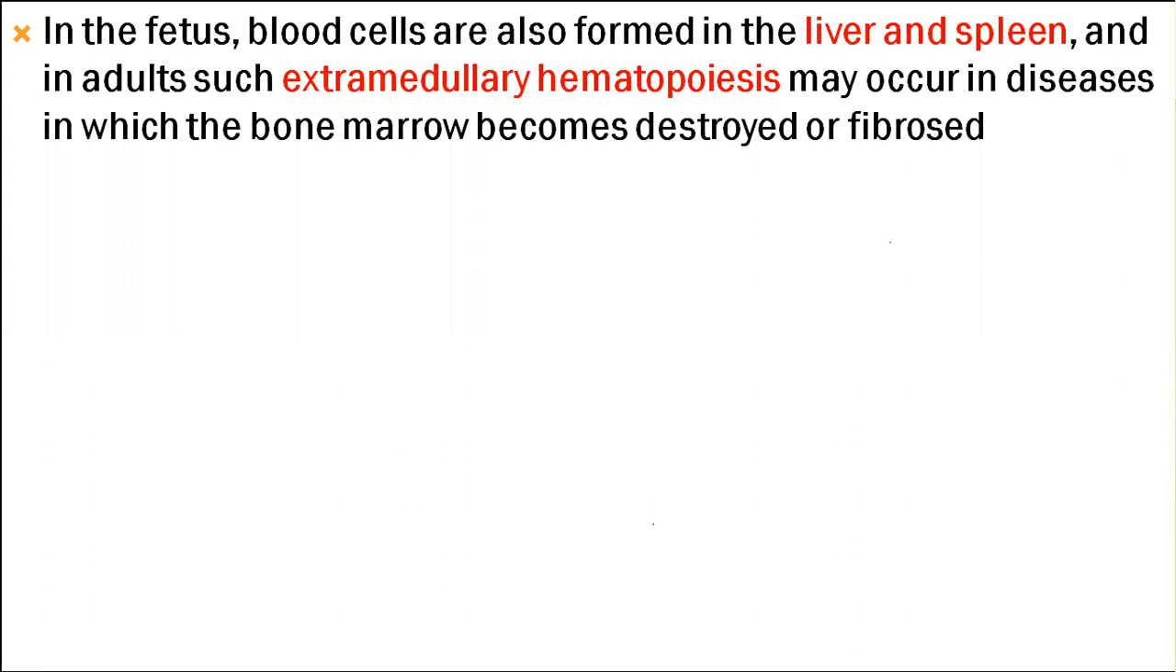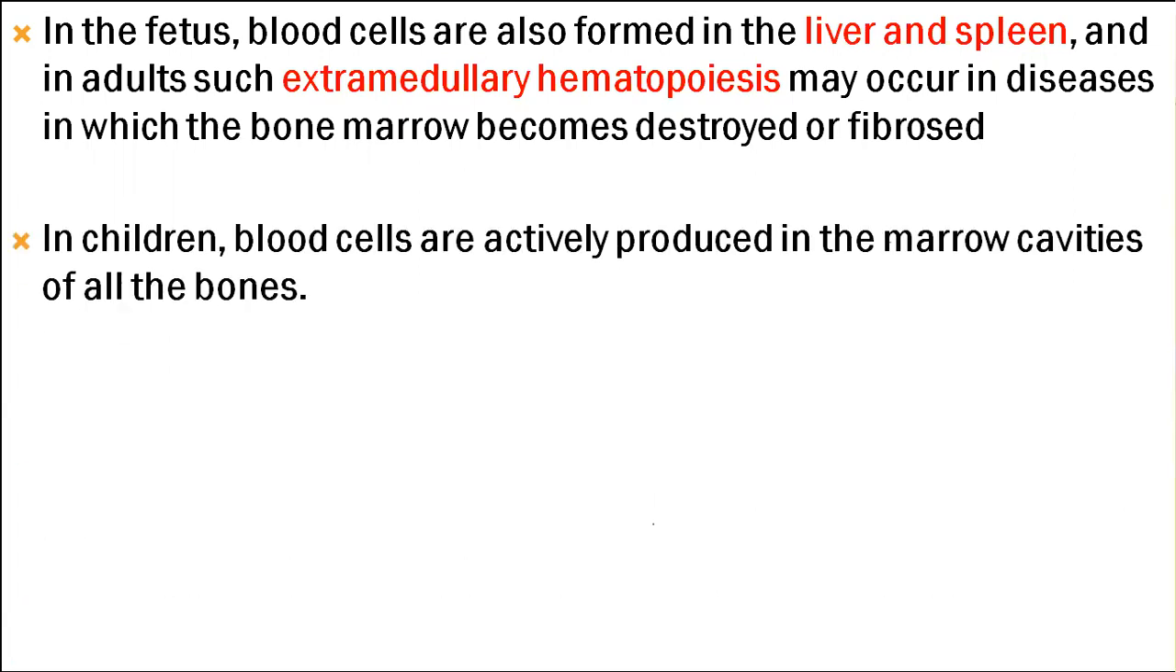So just note that in case of diseases of the bone marrow, these organs, the liver and the spleen, can still take up the function of producing blood cells in adults. Under normal circumstances, when there is no disease, they cease to produce blood cells because that function is taken up by the skeleton. But in case of diseases, you'll find that they can still produce. So you should be able to take note of that as well.